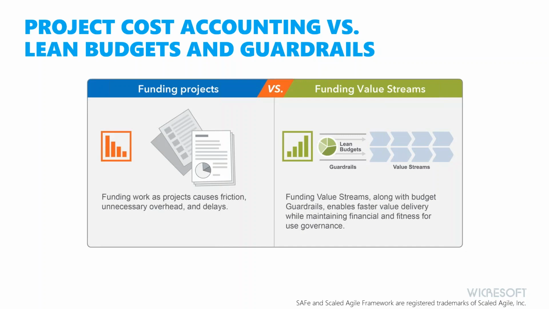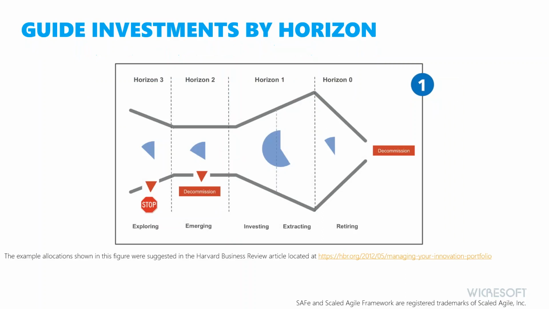Now that sounds all fine, doesn't it, in theory? But of course, you have to make sure that if you're shifting to a model like this, that you have guardrails to make sure there's still good accountability and efficiency and a focus on economics. So there are these guardrails in place in lean portfolio management, and here's one of them.